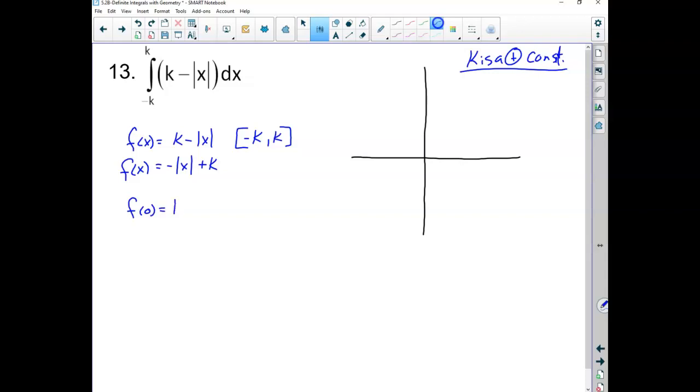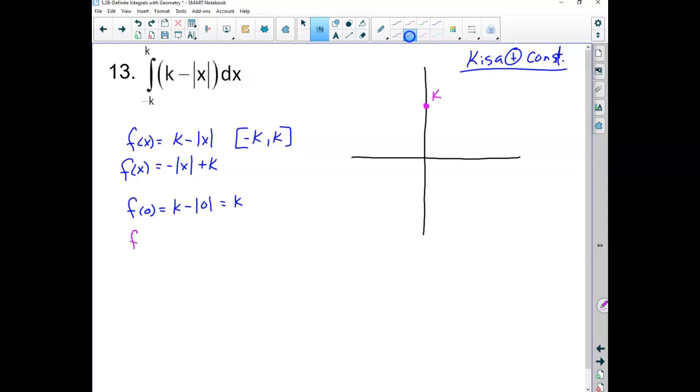Well, if I plug in 0, that's k minus the absolute value of 0. That's going to give me a y-intercept of k. So I'm going to come up here, and I'm going to put my k up there. And I also want to figure out where are my x-intercepts.